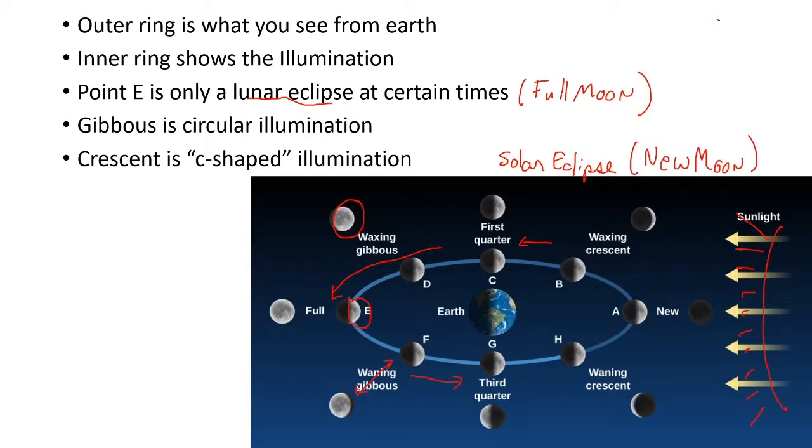So when you see the moon during the day, it's either the new moon or the waxing or waning crescent is usually what you see. And the crescent is the C shape. That's why it's called a crescent. Just like a crescent roll.